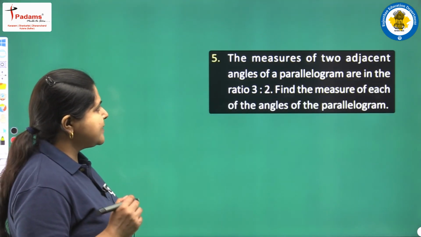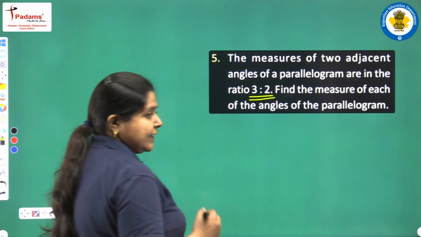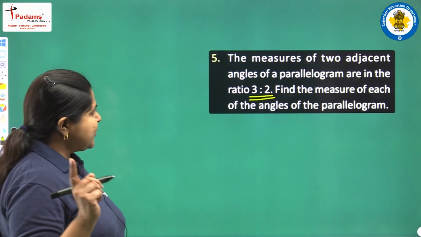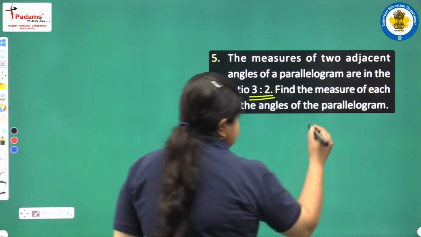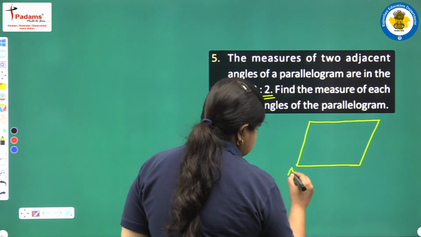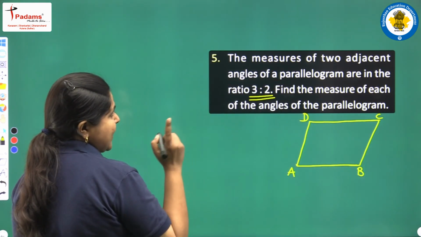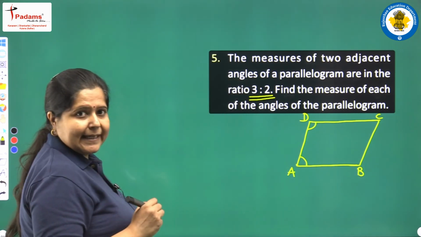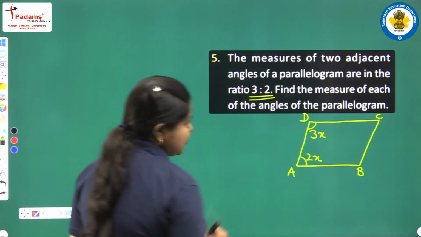The measures of two adjacent angles of a parallelogram are in ratio 3:2. Here again we have been given the ratio, and just recall how we used to deal with this ratio. We will be doing this. Find the measure of each of the angles of the parallelogram. Let us draw a figure first. Let this be a parallelogram. Give it a name A, B, C and D. Now, the measures of two adjacent angles are in the ratio 3:2. Let us take these two adjacent angles D and A. We can assume one of them to be 3x degree and the other one to be 2x.